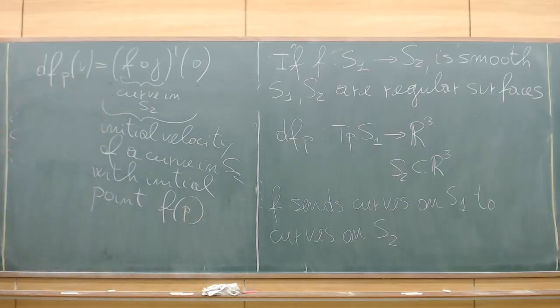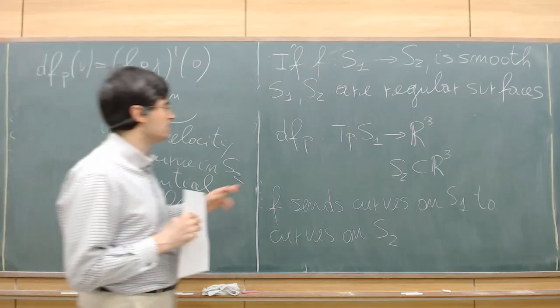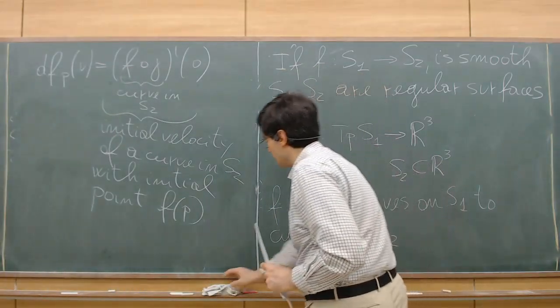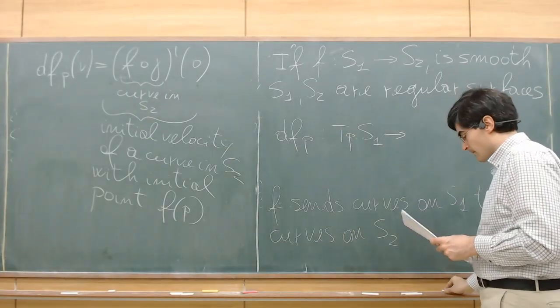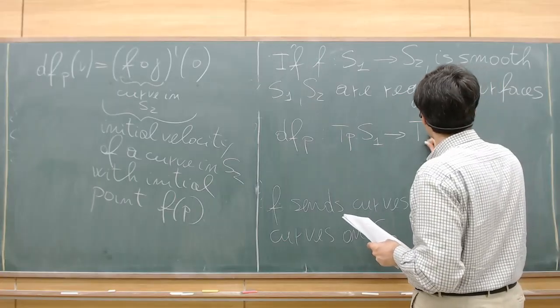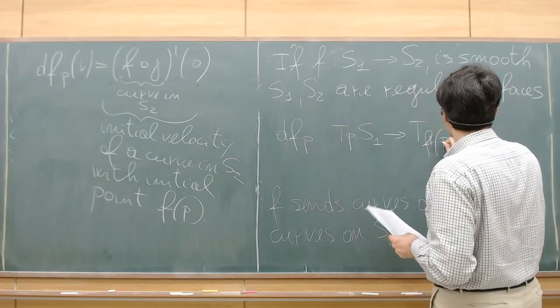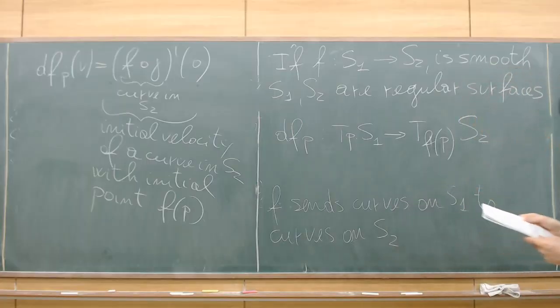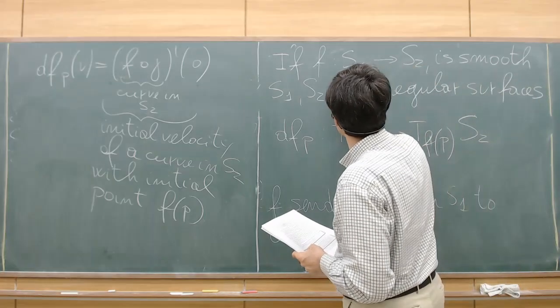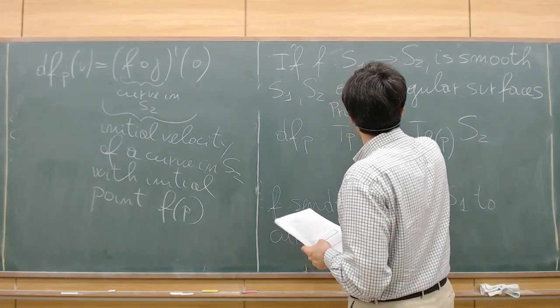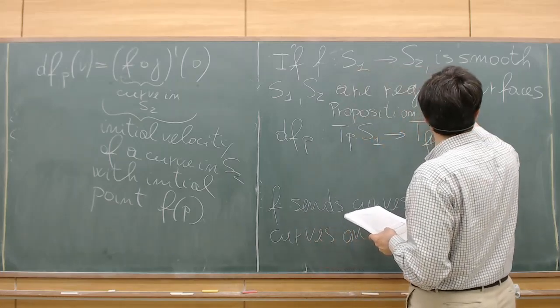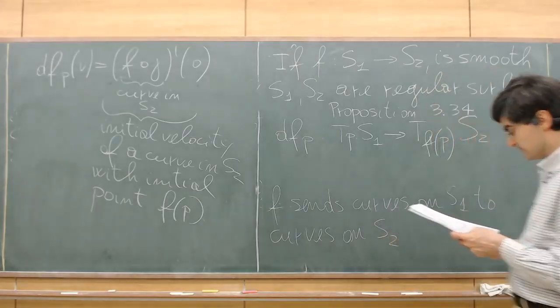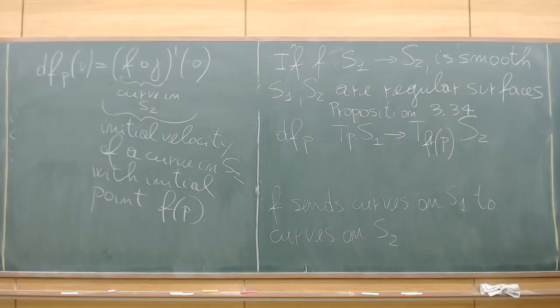So this means that we can look at this map as a map with values in T_f(p) S2. And this is what Proposition 3.34 says.